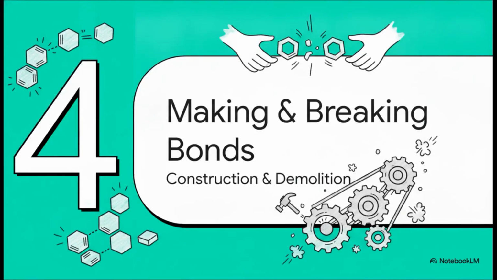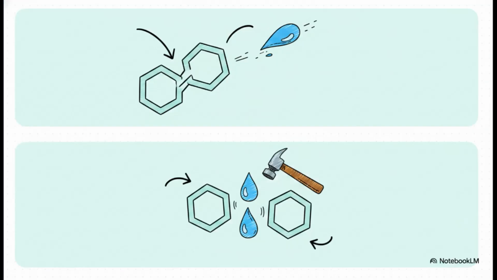All right, let's look at how this happens in section 4, making and breaking bonds, or as I like to call it, construction and demolition. It all basically comes down to a chemical binary involving water. To build a polymer, your body uses what's called a condensation reaction. This joins two molecules together by actually removing a water molecule. But to demolish a polymer, it uses hydrolysis, which literally means splitting with water. It breaks a chemical bond by forcing a water molecule back in. So water drops out to build things up, and water forces its way in to break things down.